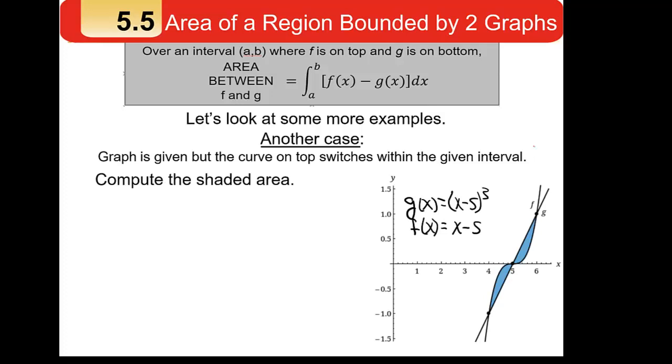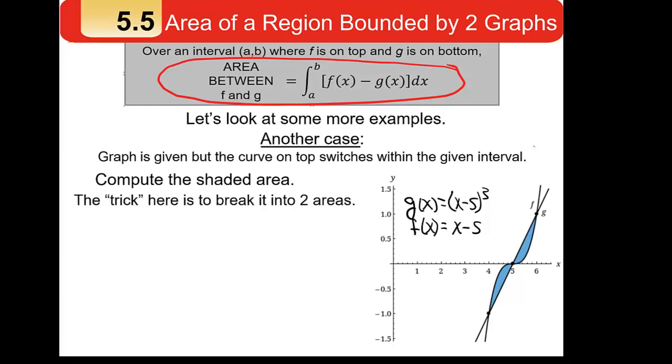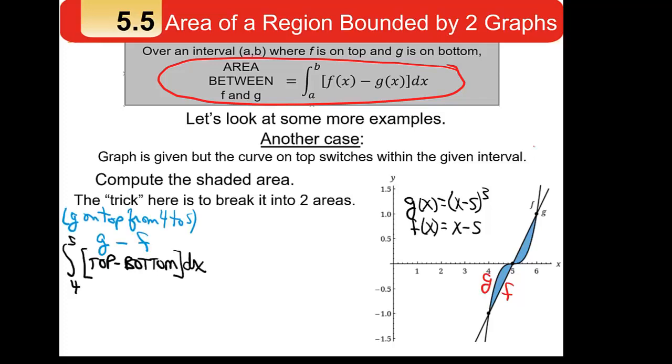It's the same case as before. The graph is given, but the curve switches. This time, g of x is the quantity x minus 5 cubed, and f of x is x minus 5, and the graph is given to you, and you can see that at 5, the one on top changes, because if you look at the formula, you can't integrate all the way from 4 to 6 because the same graph is not on top the whole time. So again, you've got to use your trick of breaking it into two areas.